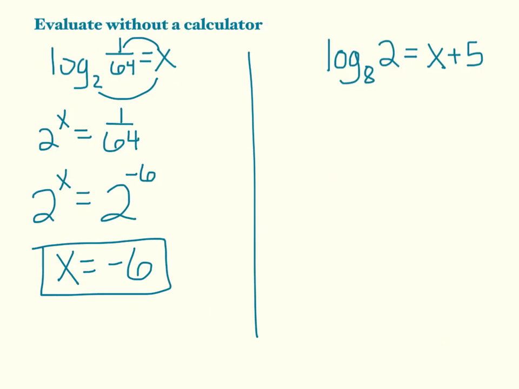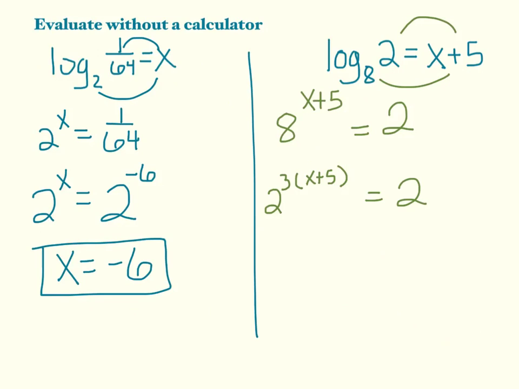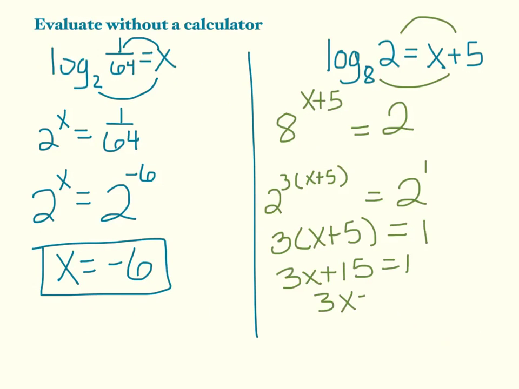And then this last one, we're going to take the 8, we're going to raise it to the whole x plus 5 power, all of that is the exponent, equals 2. So I can turn my 8 into 2 cubed, and then I have the x plus 5 power equals 2, and that's going to be to the 1 power. It helps to add that in there so that I can say, okay, 3 times x plus 5 equals 1, so 3x plus 15 equals 1, 3x equals negative 14, and x is negative 14 thirds.